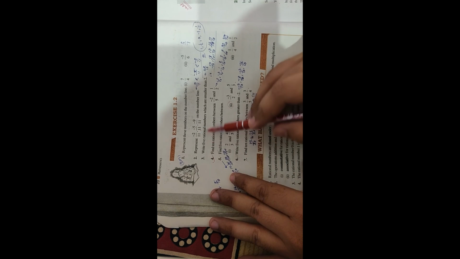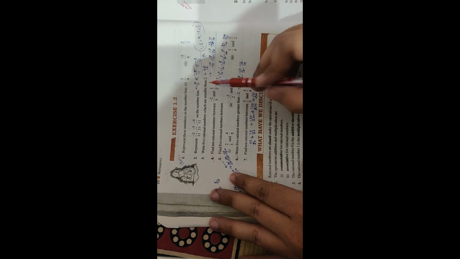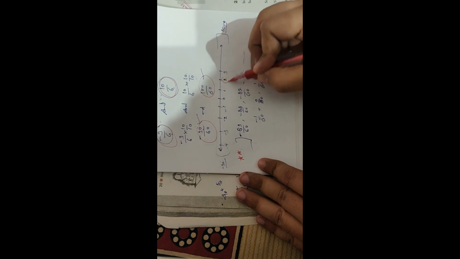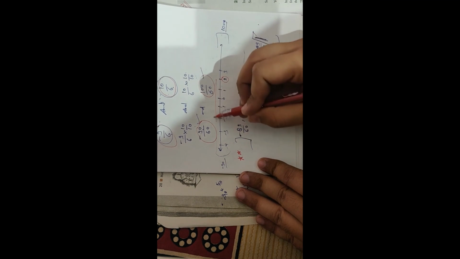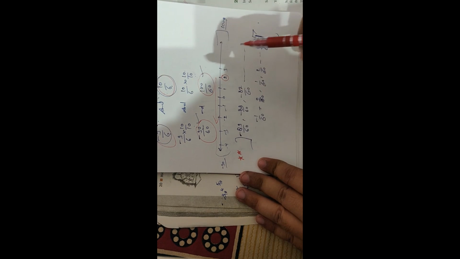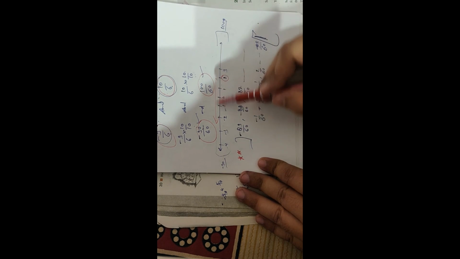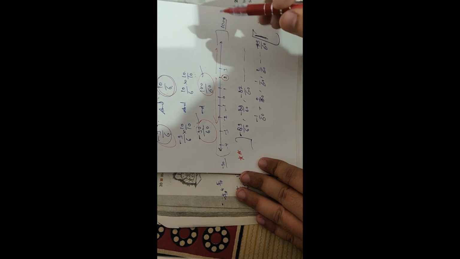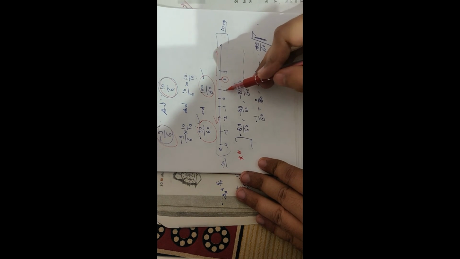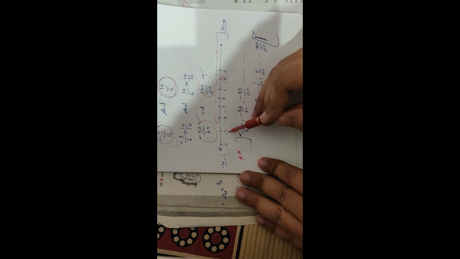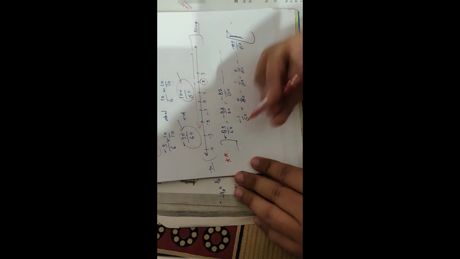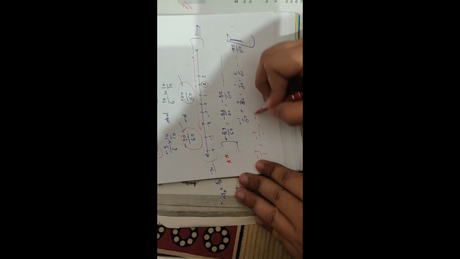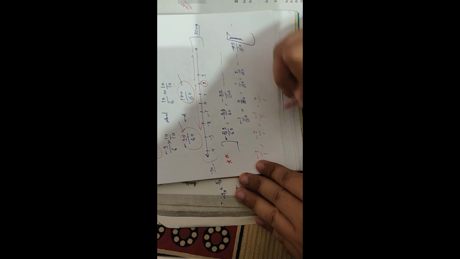Question number 3, write 5 rational numbers which are smaller than 2. Now smaller than 2, check. This is 2 over here. Smaller means you need to move left, that I have already told you in the video. Moving toward the left will give you the smaller numbers. Moving toward the right will give you the greater numbers. So 1, 0, minus 1, minus 2 and minus 3 are the rational numbers. If you need to write in the rational number form, you can use the denominator as 1.